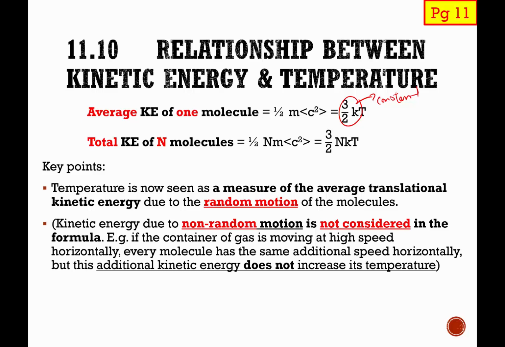Let's take for example, if I have a container, inside is gas molecules. All these gas molecules must be moving randomly in all directions. Think about your Brownian motion from O-level.